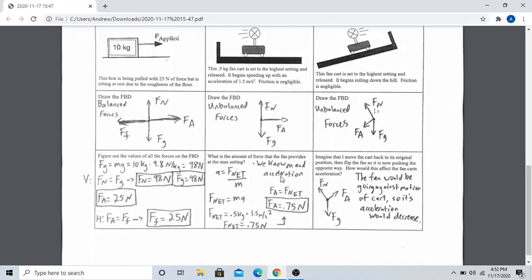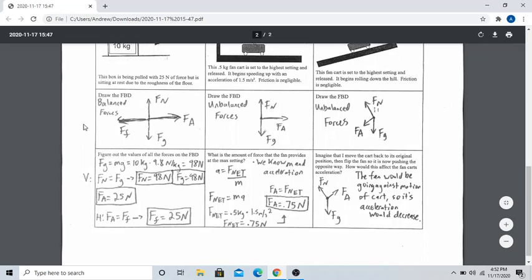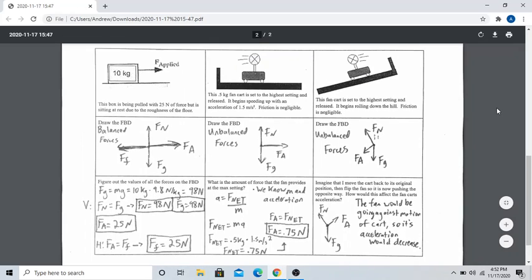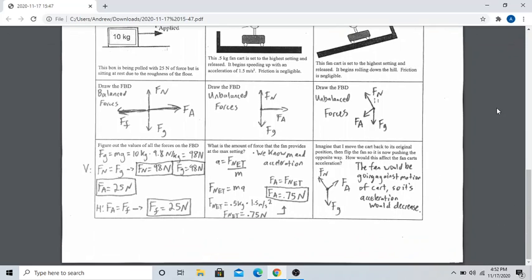The second question, with the fan cart speeding up, is a little bit different. It asks us to figure out how much force the fan is providing at the max setting. At first glance it might seem like we don't know enough, but let's read through the question and it might help us out. It tells me, one, the mass of the cart, and two, how much the cart is going to accelerate. By thinking about mass and acceleration, I should start thinking about one of Newton's laws that uses that information.